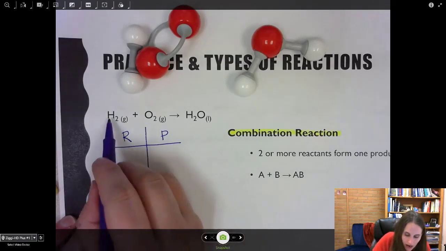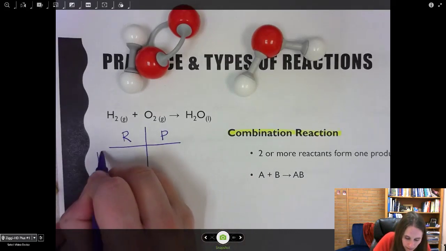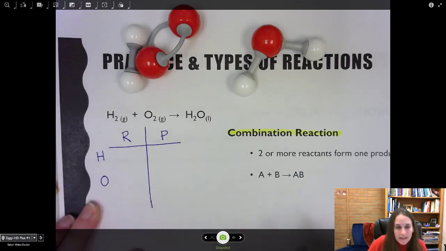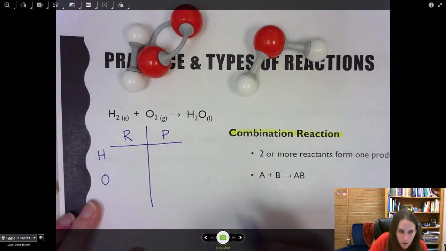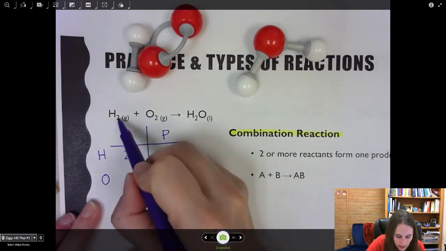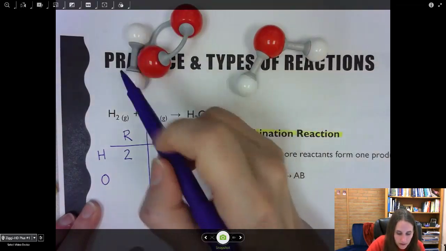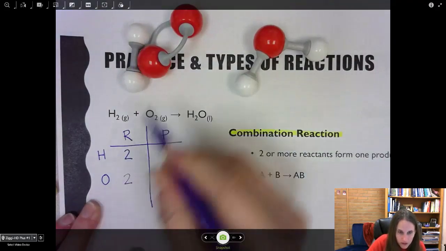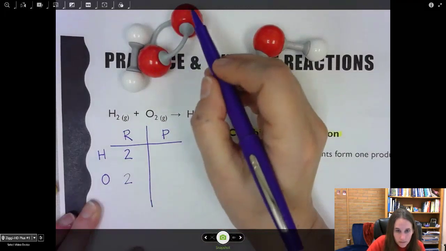Then I'm going to write the element symbol for everything I have to keep track of. I have to keep track of only hydrogen and oxygen in this particular example. On my reactant side, I have 2 hydrogen atoms, and I'm using that little subscript there. I have 2 of them, and you can see here in my model, 1, 2. And I have 2 oxygen atoms, 1, 2.